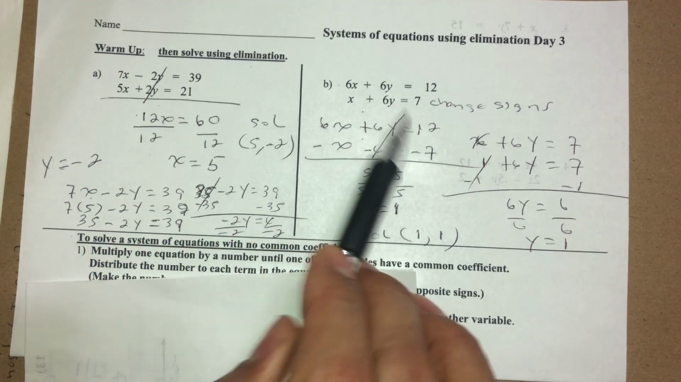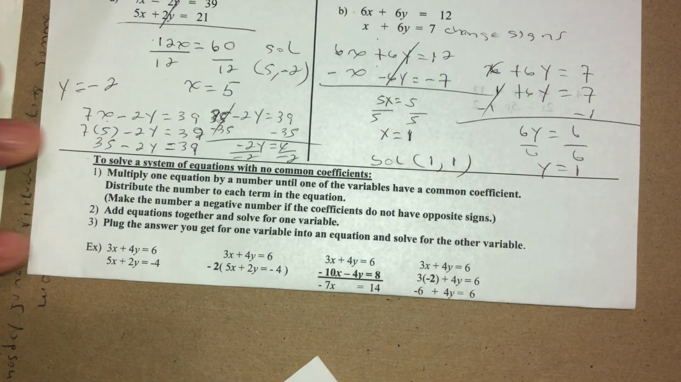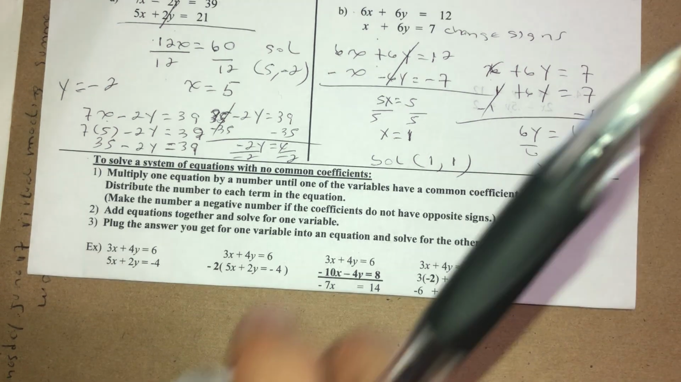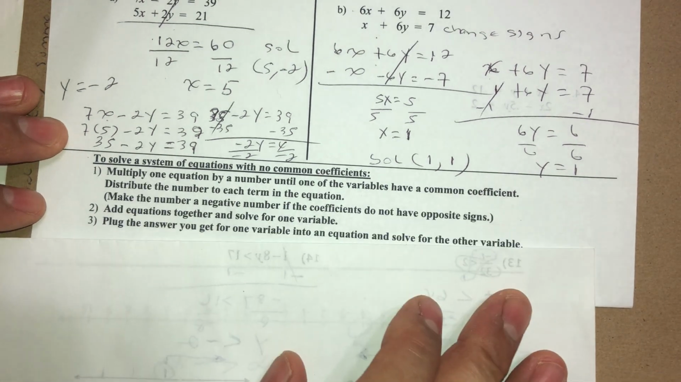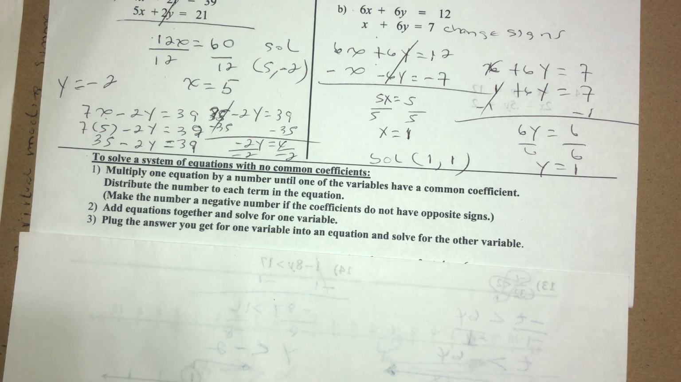Wednesday, Thursday, miércoles, jueves. So now what we're going to do today is, I will give you different systems where you have to multiply by a number to make the same coefficient. So let me read the instructions in English and in Spanish. I'm going to do the English first.